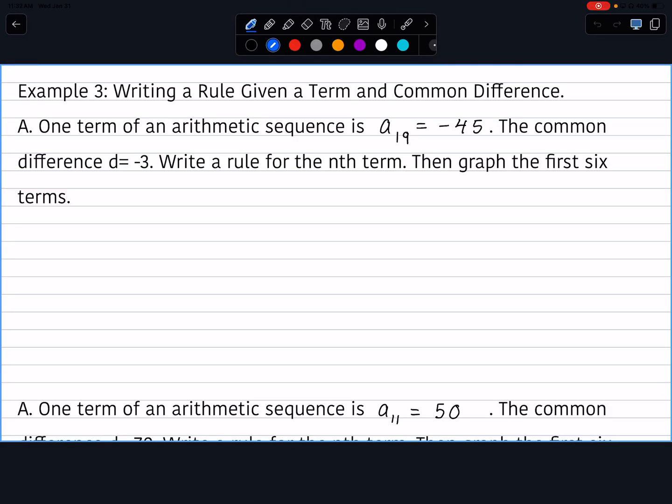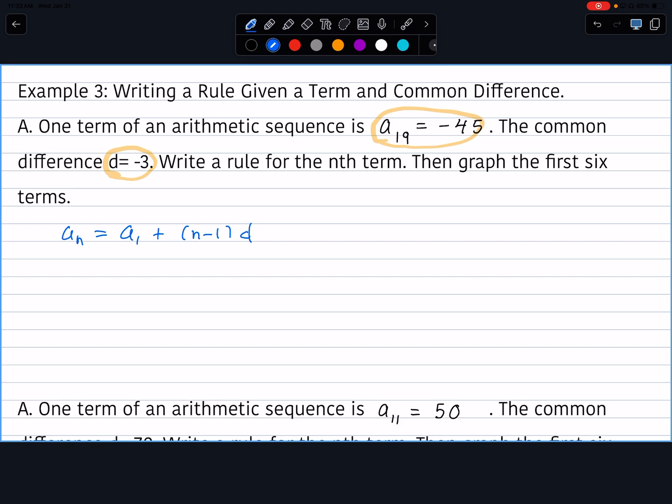So in this problem, we're again asked to write an arithmetic sequence, but we're not given everything that we want. The things that we are given, notice we are given the 19th term of the sequence, and we are given the common difference. So what I'm going to do is plug in what I know. Again, our formula is a_n equals the first term plus n minus 1 times d. So I'm going to plug everything that I know into this and then solve for what I don't.